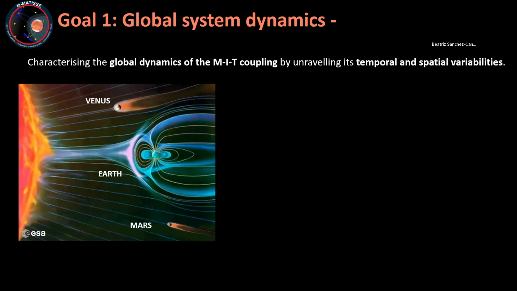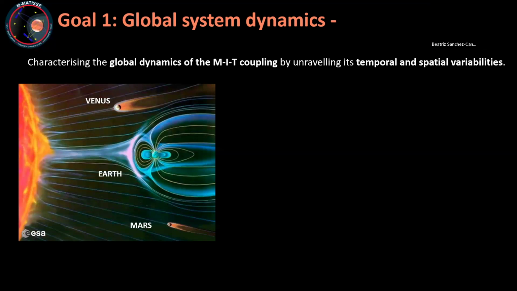So going to the first goal, the system. This is a nice sketch that ESA made a few years ago for the interaction of the sun, the solar wind, with the different planets. You see that Mars, if you compare it to Earth or to Venus, is the smallest one because the planet is small. Also, the atmosphere is quite thin. So it's thin, but it's interesting.